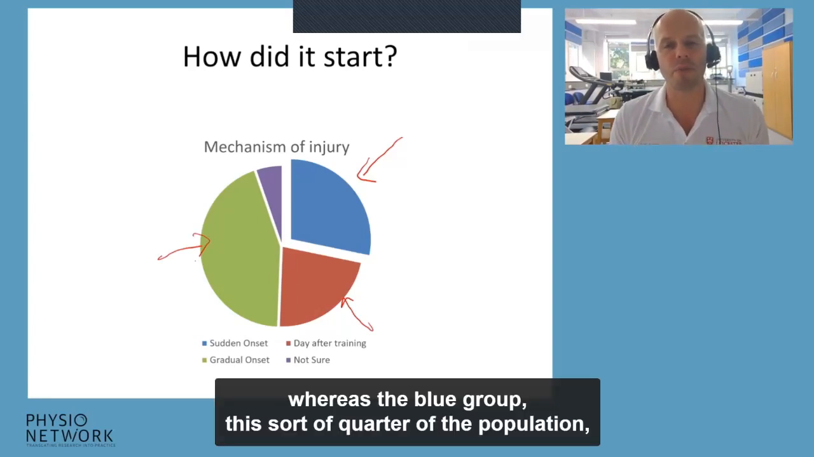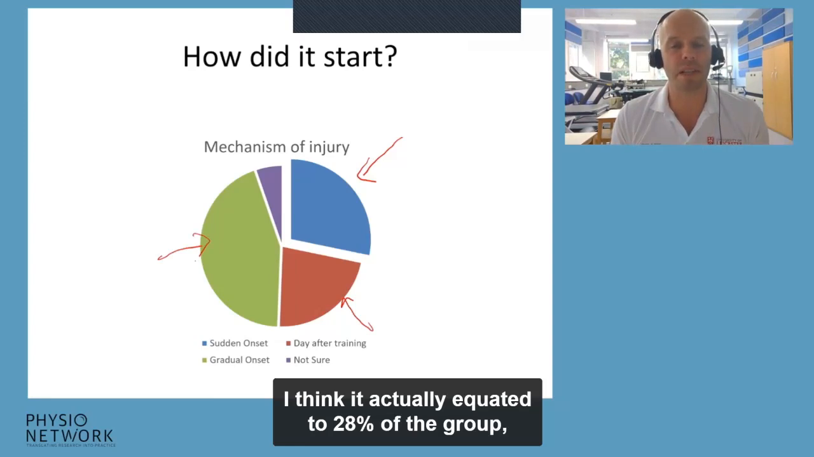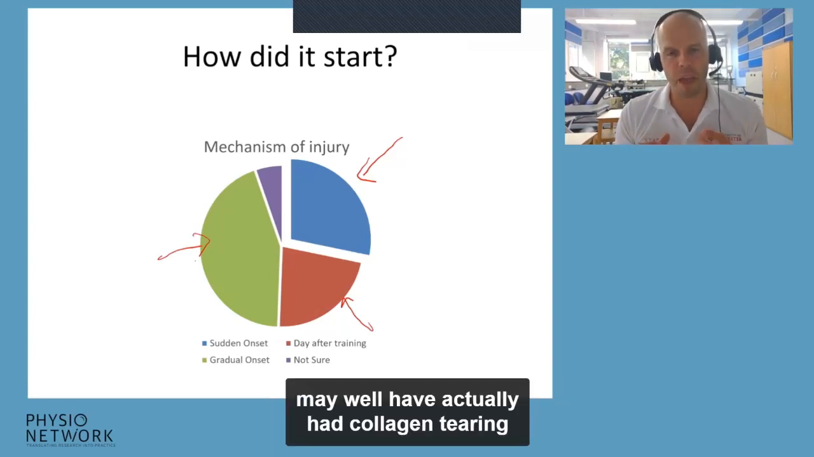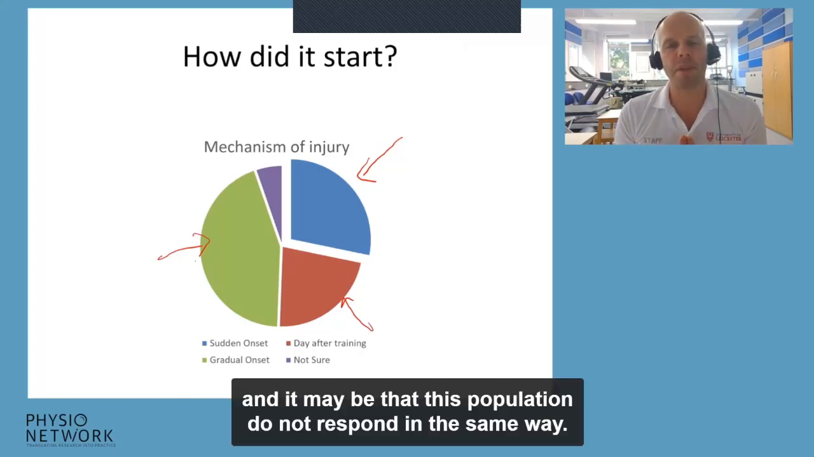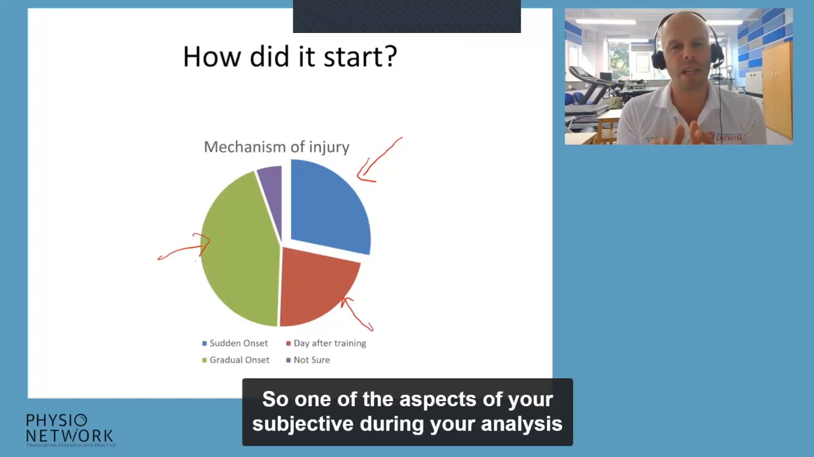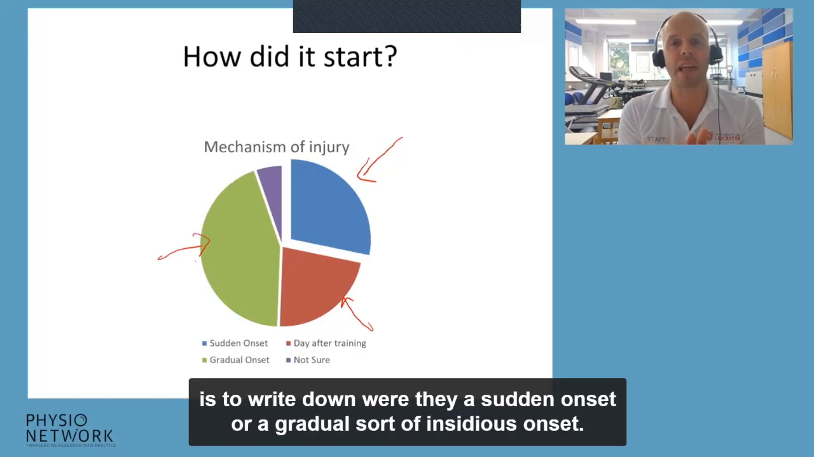Whereas the blue group, this quarter of the population, I think it actually equated to 28% of the group, may well have had collagen tearing, and it may be that this population do not respond in the same way. So one of the aspects of your subjective analysis is to write down, was it a sudden onset or a gradual, insidious onset?